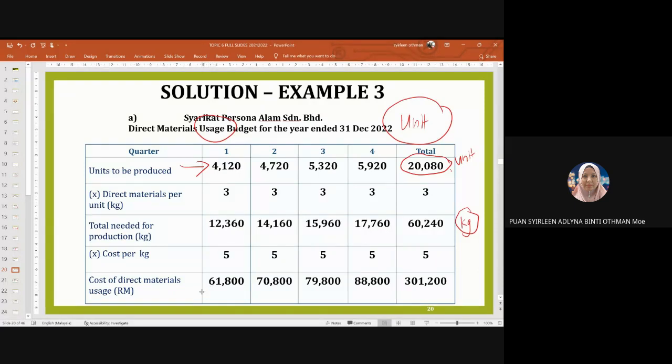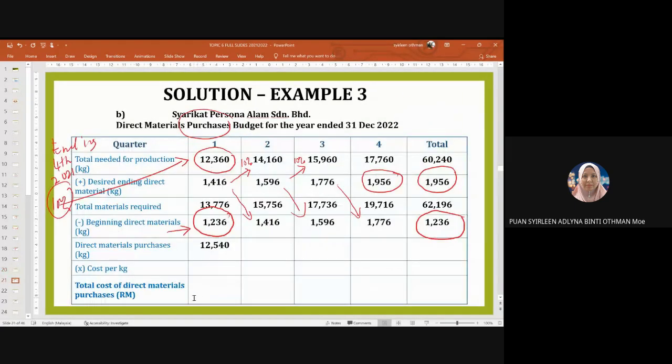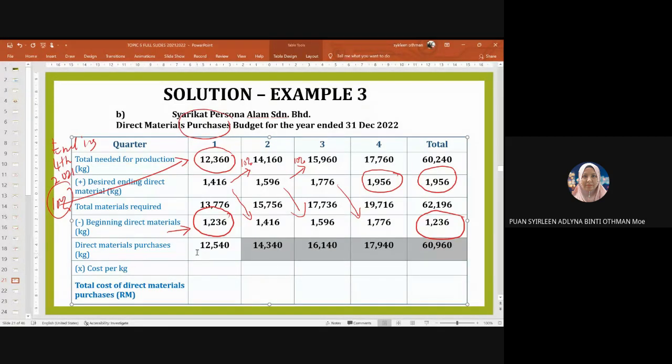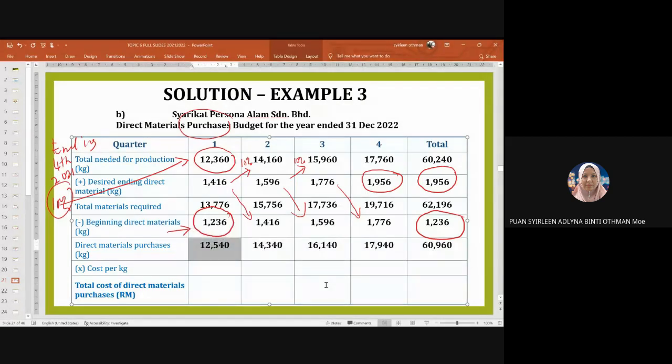Okay, so tak sama. Sebab kita nak guna tu tak semesti kita dah ada benda tu. So we want to make sure your direct materials are there. So you need to come out with the direct material purchase budget so that you are able to find or you are able to calculate the direct materials, additional direct materials you need to purchase. Okay, so yang ni madam just tolak sahaja. Okay, and you get the figures there. Okay, so now you know. Okay, untuk kuartal pertama, you need to buy, kena beli 12,540 kg lagi untuk production kuartal 1.